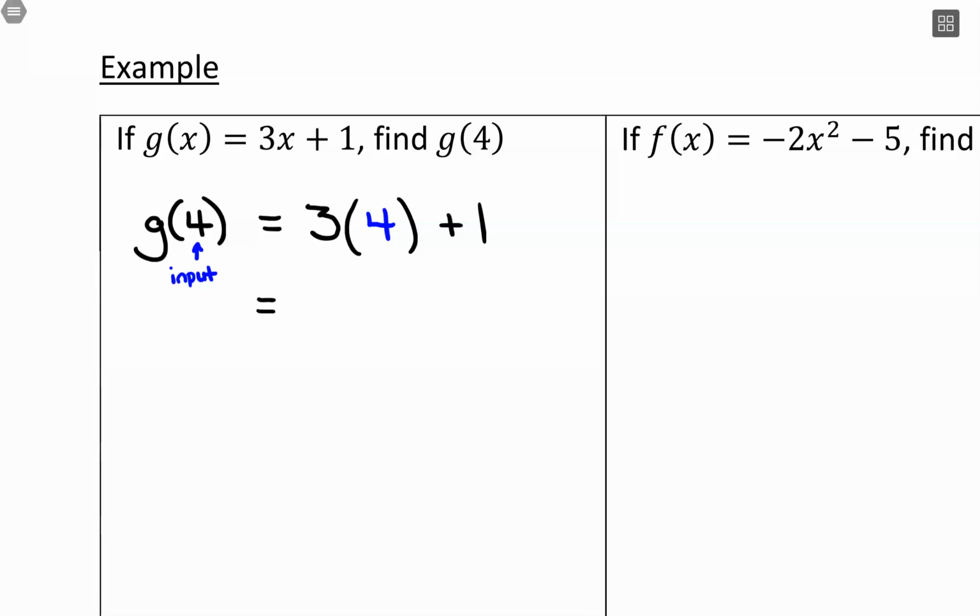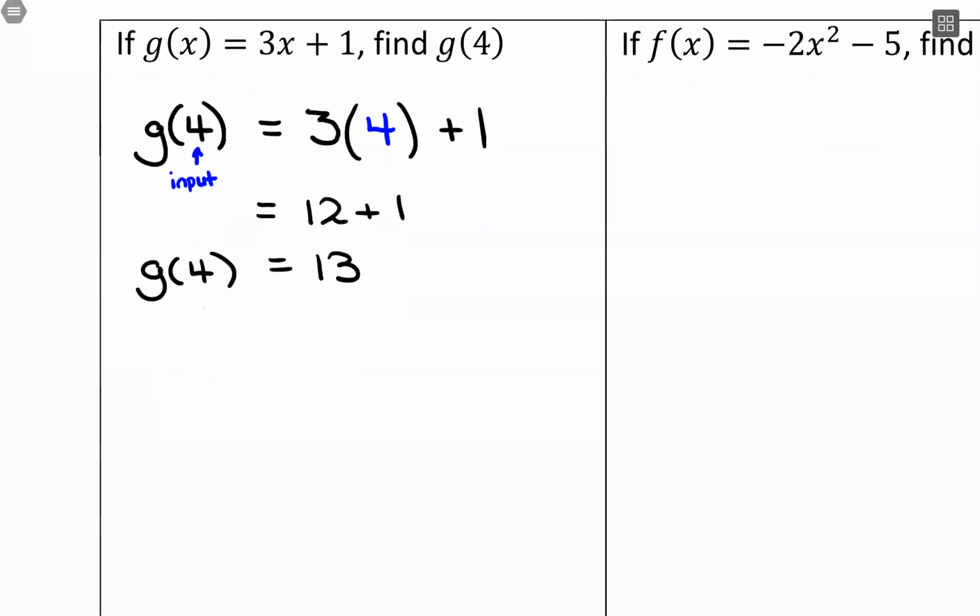And then we just simplify. 12 plus 1 equals 13. So we end up with g of 4 equals 13. What we also get out of this is a coordinate for this function. We can now see what happens if x equals 4, then with this function g, y equals 13. So that's telling us about this coordinate for 13 for this function 3x plus 1.